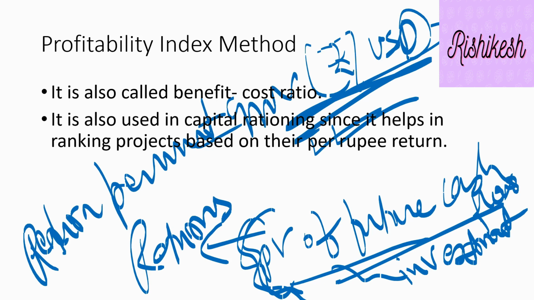So basically you're calculating return per unit investment, and on the basis of return per unit investment you can rank the projects. Projects which have a higher profitability index or a higher return per unit investment will obviously be preferred as compared to the projects which have a lesser profitability index or lesser return per unit of investment. So we will understand this concept with the help of an example. Let us see.